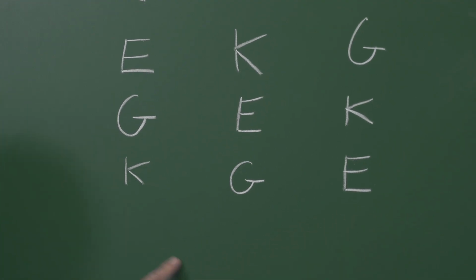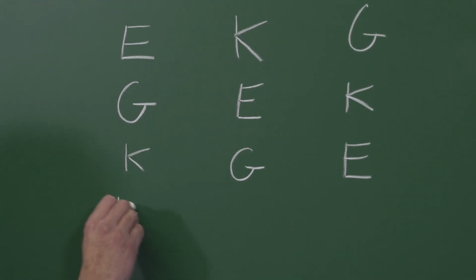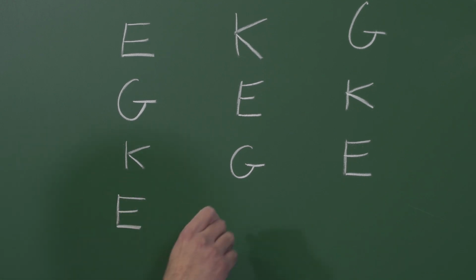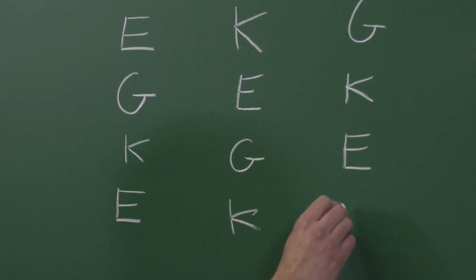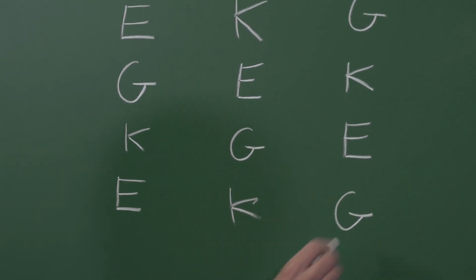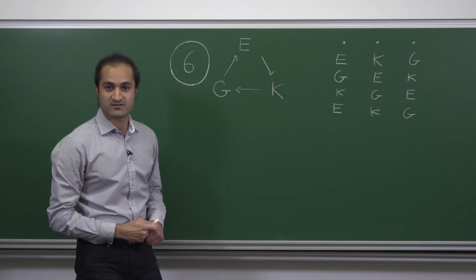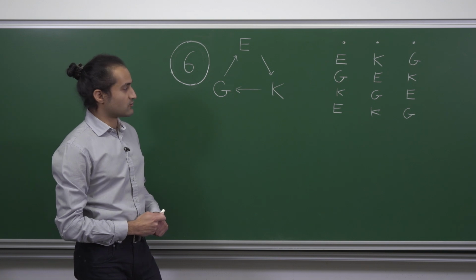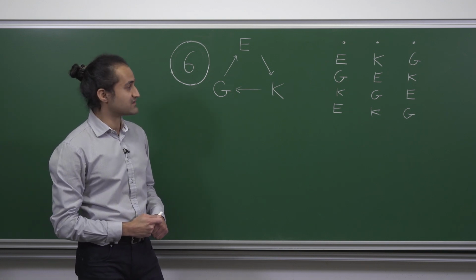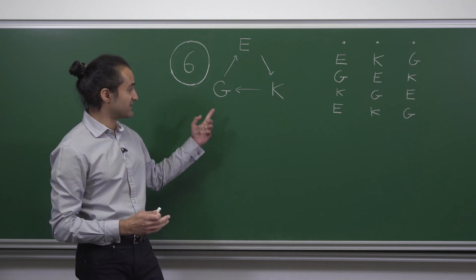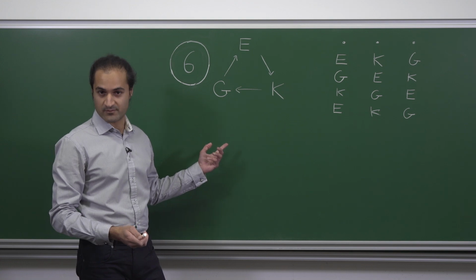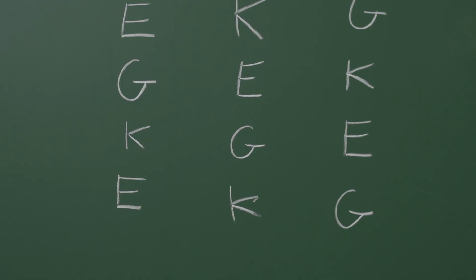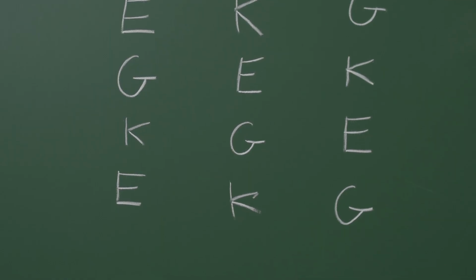The E will move to take the K's place. The K will move to here. And the G will move to here. And the penguins will all be in the exact same places that they started out. So what this situation tells us is that there is no point applying any given shuffle 3 or more times. It would be equivalent to applying it once or twice or no times at all.